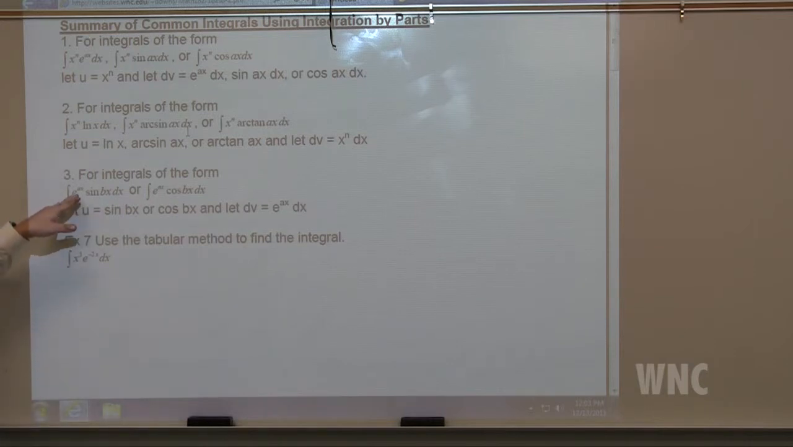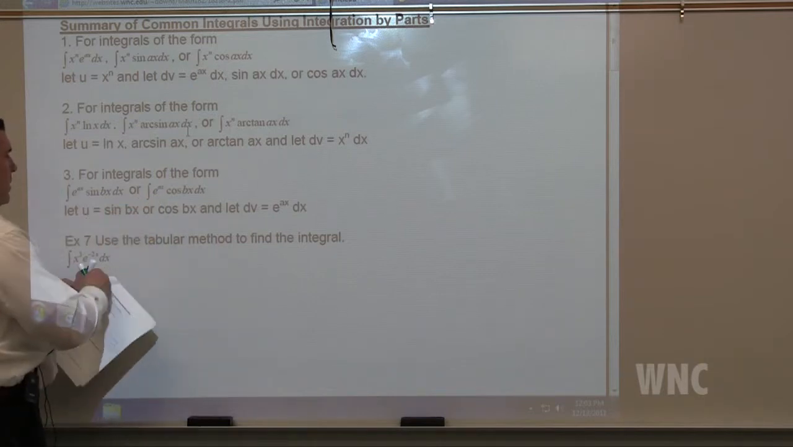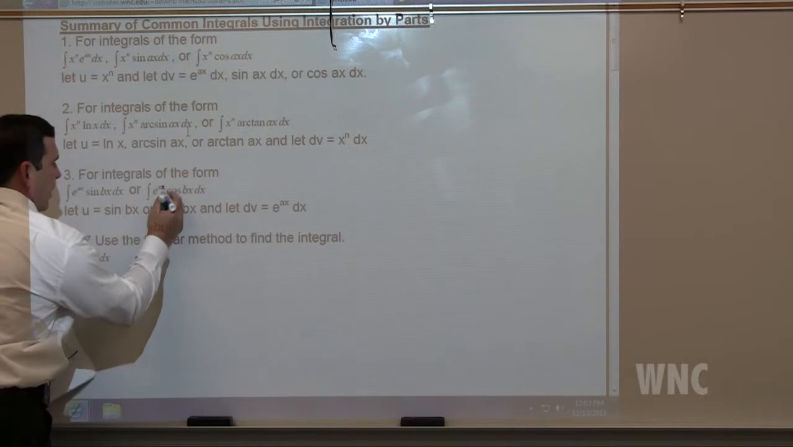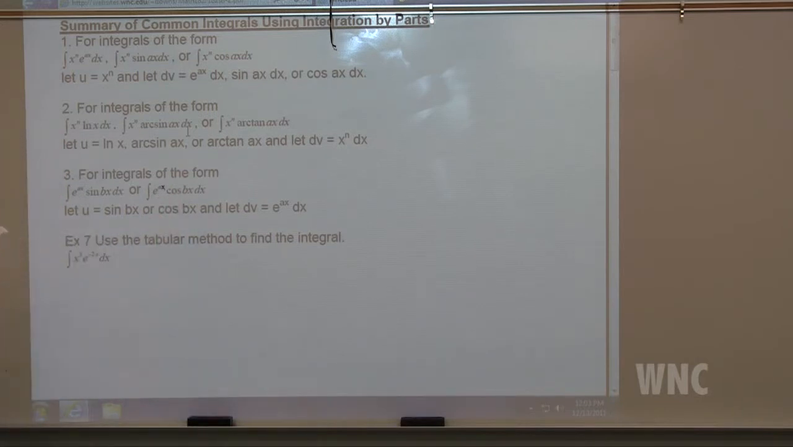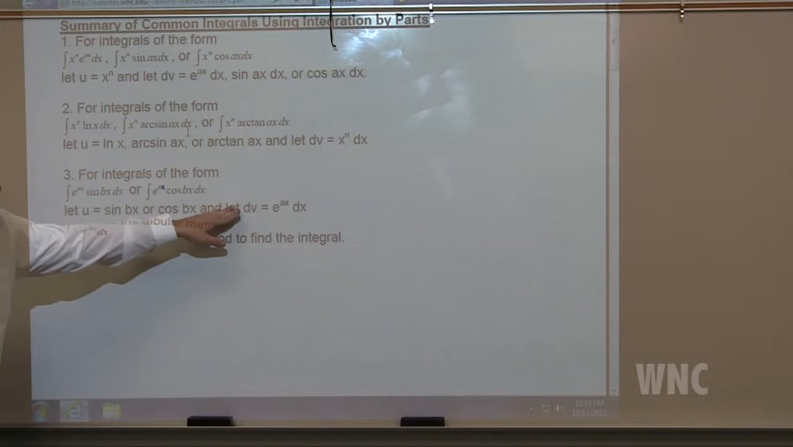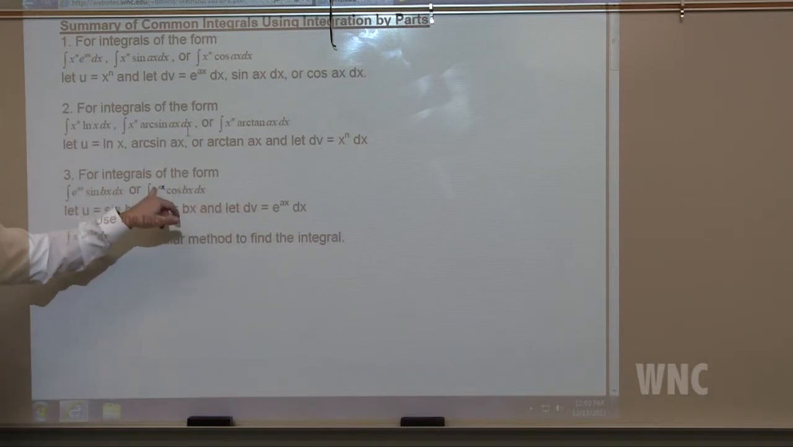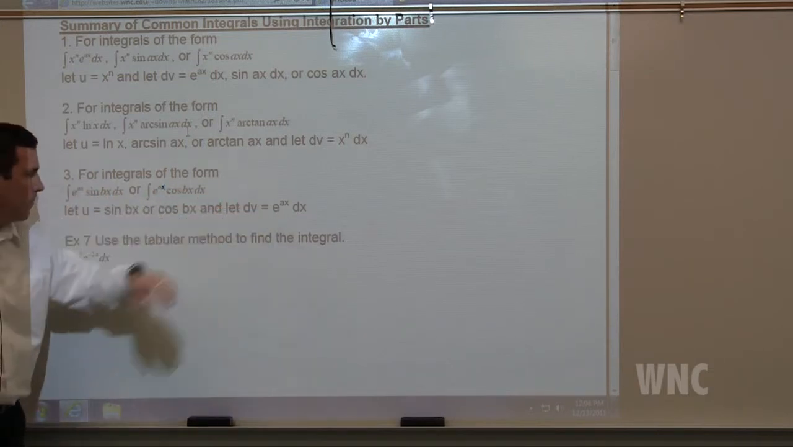For integrals of the form e to the ax sine bx dx, or e to the ax cosine bx dx, there should be an x there, I think there's a typo. U is going to be either the sine bx or cosine bx, and dv is going to be e to the ax dx.